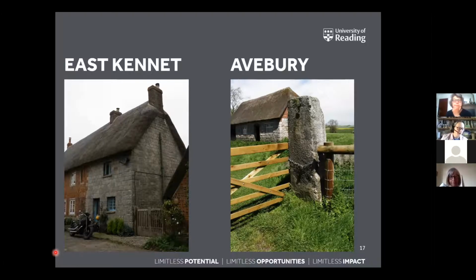So on the left-hand side, this end cottage in East Kennet has a butting joint to the neighbouring house. It's probably a 19th century addition to an earlier 18th century brick-built dwelling. Whereas on the right-hand side, in Avebury, we've got a typical Sarsen and brick barn in the background with a substantial Sarsen gate pier, which is beautifully squared and dressed.